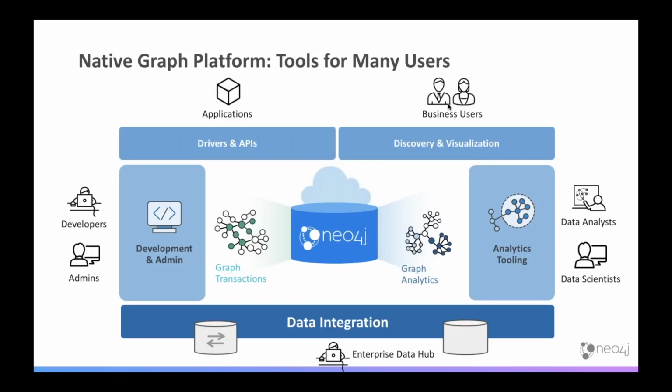Over to the right, you'll see the analytical tooling. As well as the algorithms that you can run within Neo4j, such as PageRank and so on, we recognize there's a big world out there. So you can talk to Neo4j through R and Python, and we can interact very closely with Spark and other big data platforms. At the bottom, Neo4j obviously has to exist in your data environment.